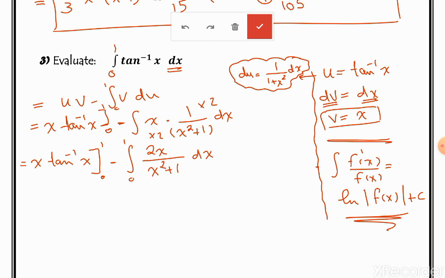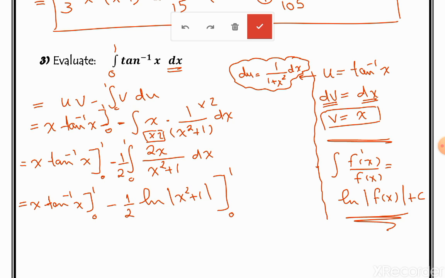Multiplying the numerator by 2, it will be 2x, and the denominator by 2, it will be here 1/2. I will leave it as a constant. Yes, where is this 2? Yeah, this 2 went outside, behind the integral sign. My answer will be x tan inverse of x, and this all from 0 to 1, minus 1/2, what's the integral now? It will be ln absolute value of x squared plus 1, and this all should also be substituted from 0 to 1 as we learned in the definite integral.